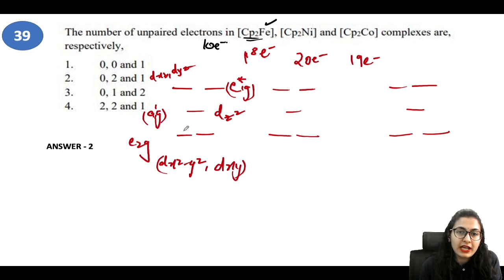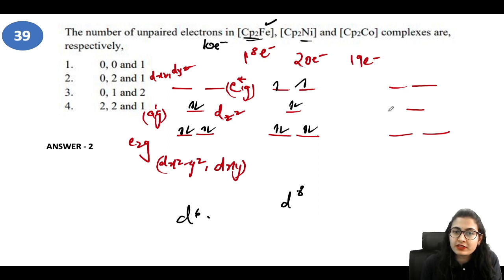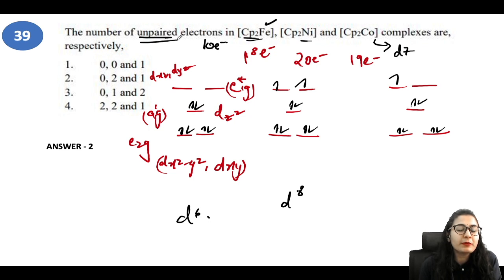ठीक है. So for the iron, which is a D6 system, iron is going to give you 6 electrons like this. For nickel, which is going to be your D8 system, alright, nickel 2+ is a D8 system. So it's going to give you electrons in this way, 6 electrons and 2 more electrons in the anti-bonding. Or cobalt kya hai? Cobalt 2 plus is a D7 system. So 1, 2, 3, 4, 5, 6 and 7. So the question is asking number of unpaired electrons. Kitne hai? 0, 2 and 1. So this is the correct answer.